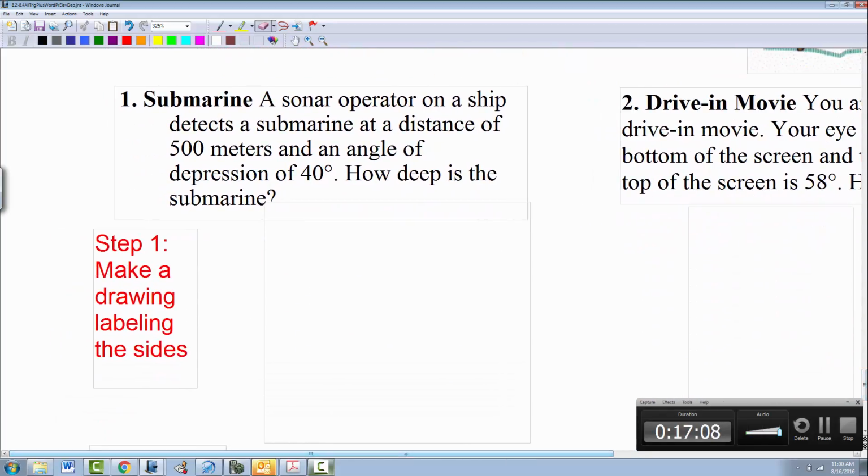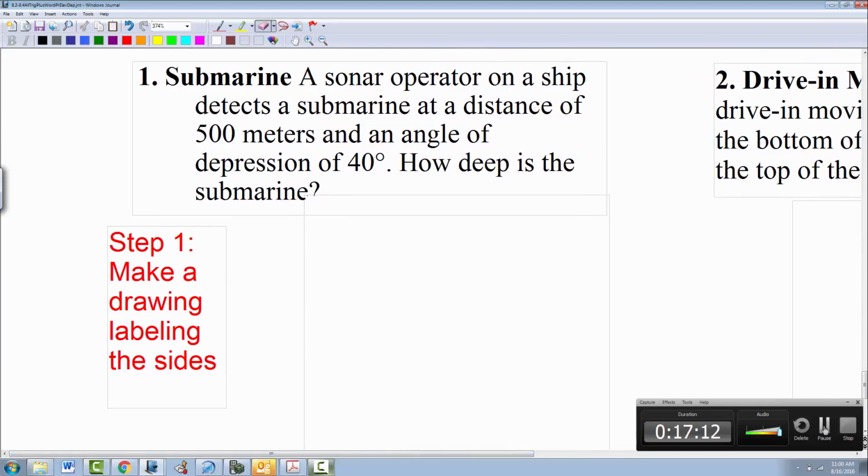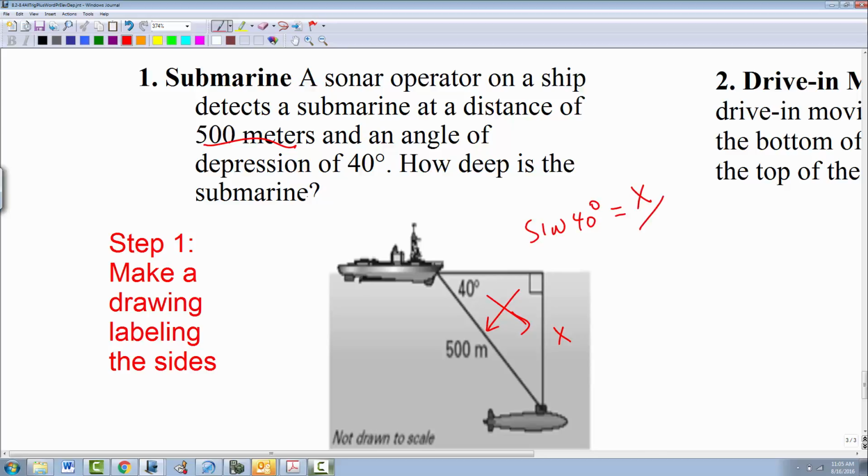Feel good about it. One last little thing, make this drawing, because once you make the drawing, it's easy. There's a drawing, and we had some trouble with where 500 goes. It could be worded a little more specifically, but it meant 500 meters directly away. So there that is. Finding x, that's opposite, that's hypotenuse, so it's sine. And then you multiply both sides by 500. Okay? Worksheets due when, everybody?